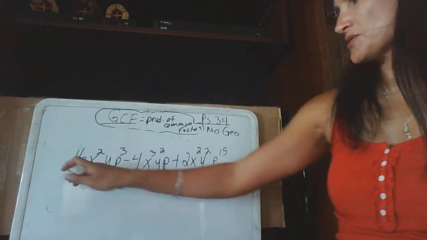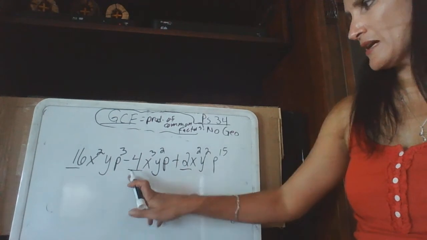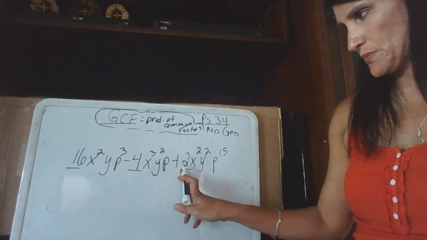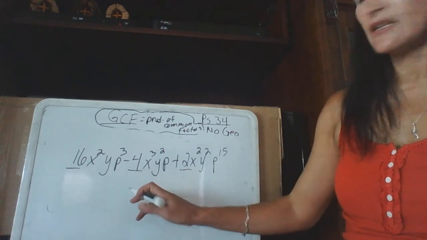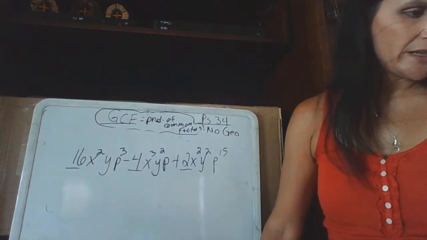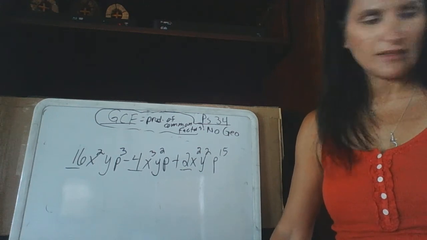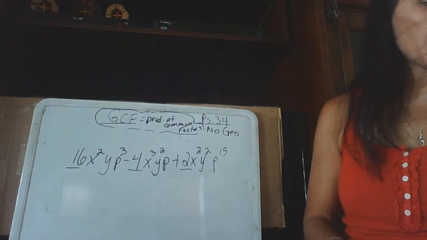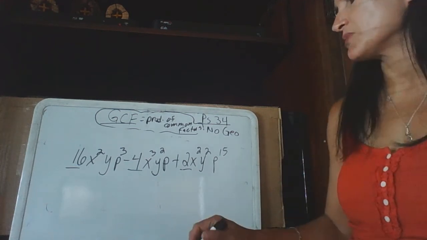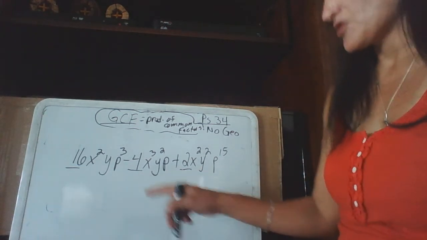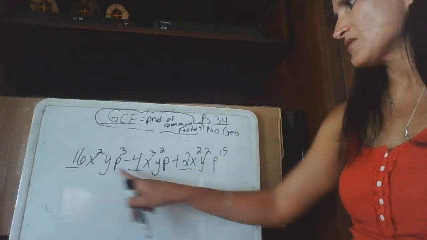All right, so let's start with our coefficients. I'm going to underline them: 16, negative 4, and positive 2. All right, so what do they have in common? I can't remember if I put a negative on the other answer or not. I didn't put the negative, and you should not have put the negative. It should have only been a 4. If I put the negative, I apologize for that, but you shouldn't be putting it, because they don't share a negative in common, they only share the numbers. Okay, so 16, 4, and 2.